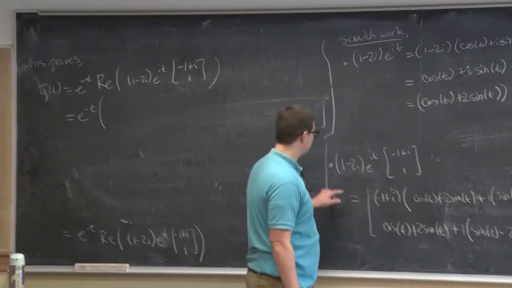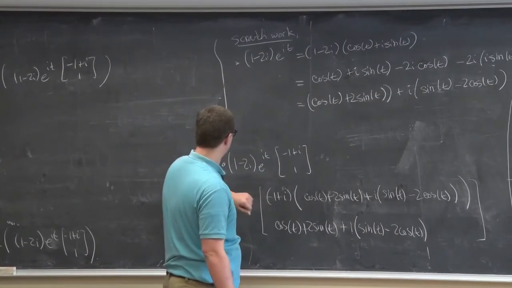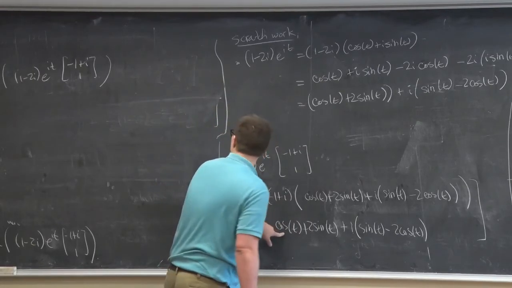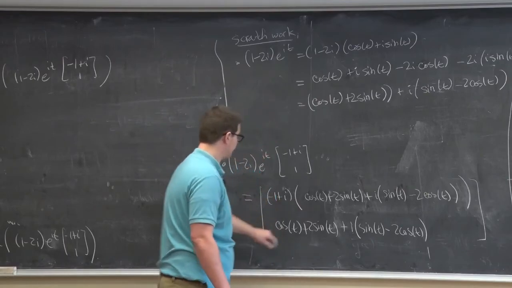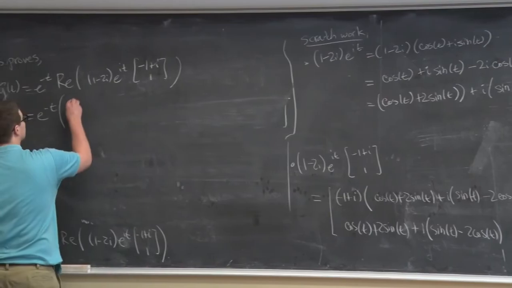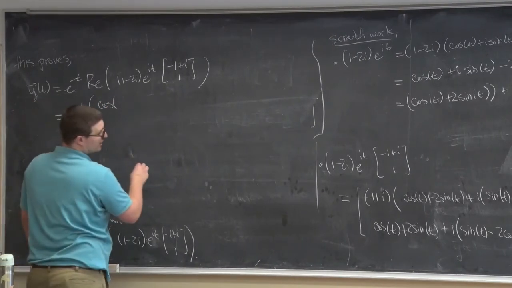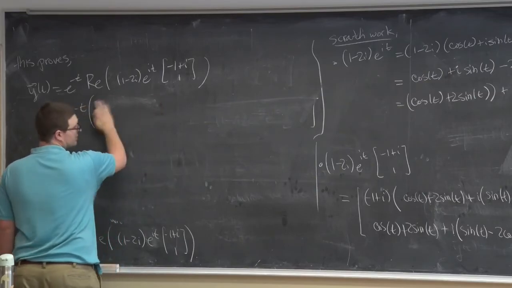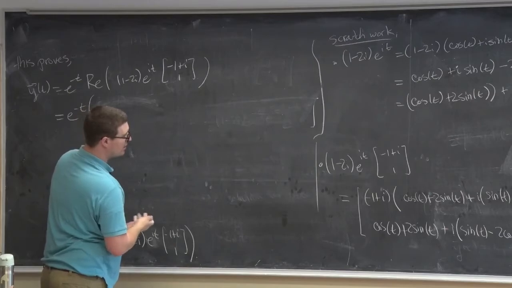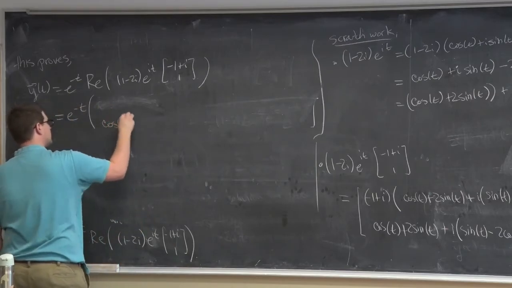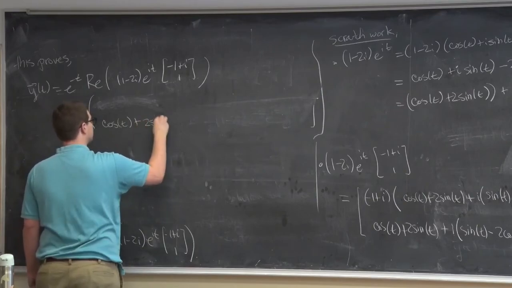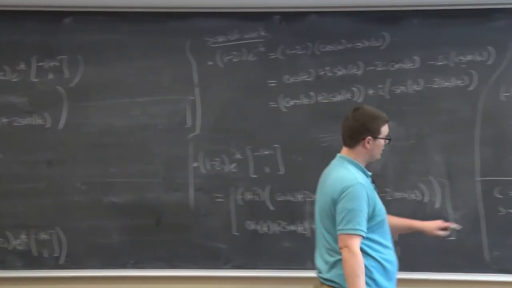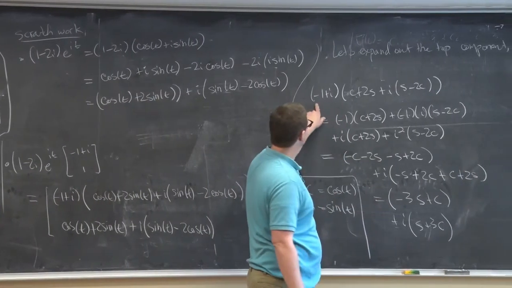Our first computation gave us this, and we're only concerned with the real part of this thing. So this is going to be cosine of t plus 2 sine t. Oh, that's the bottom part, sorry. Yes, we have cosine t plus 2 sine t, and then the top part was this expand.